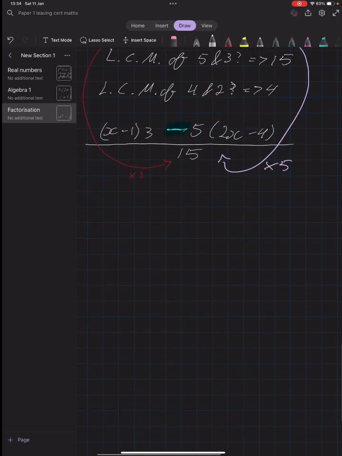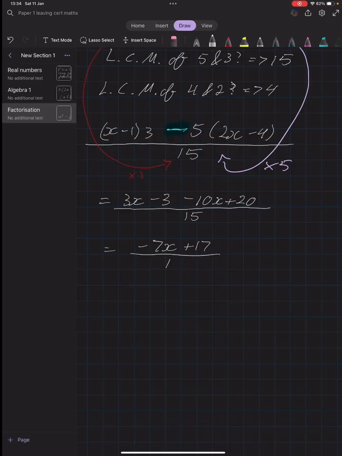So we get this. This now, multiplying out, is equal to 3x minus 3 minus 10x plus 20, all divided by 15. And this is just going to be minus 7x plus 17 all over 15. And that's the final answer. Okay?